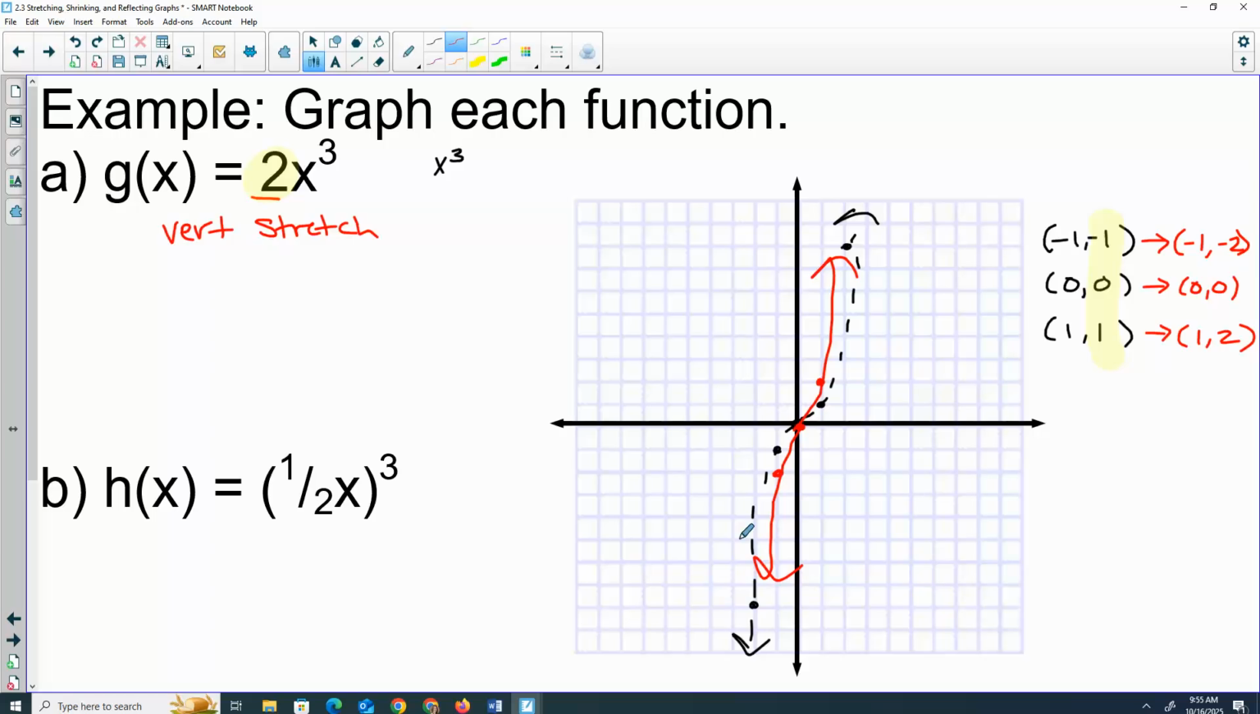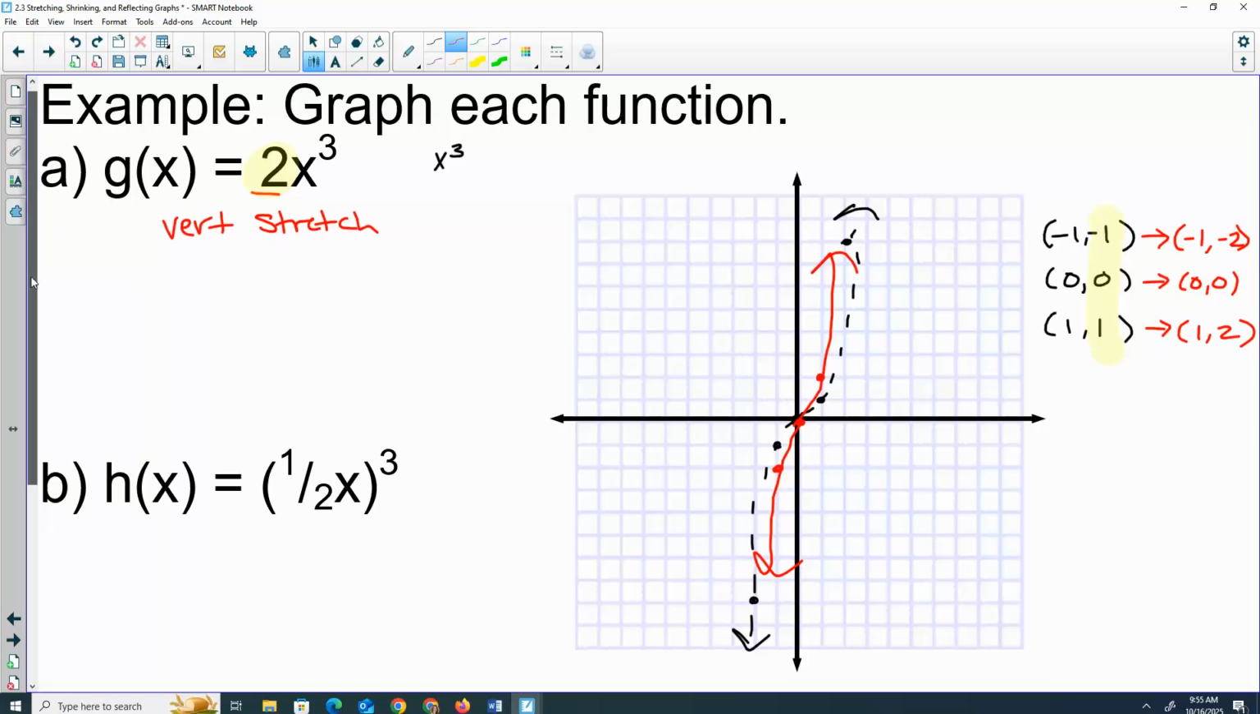All right. Any questions on that one? Let's look at the second one. 1/2 x cubed.